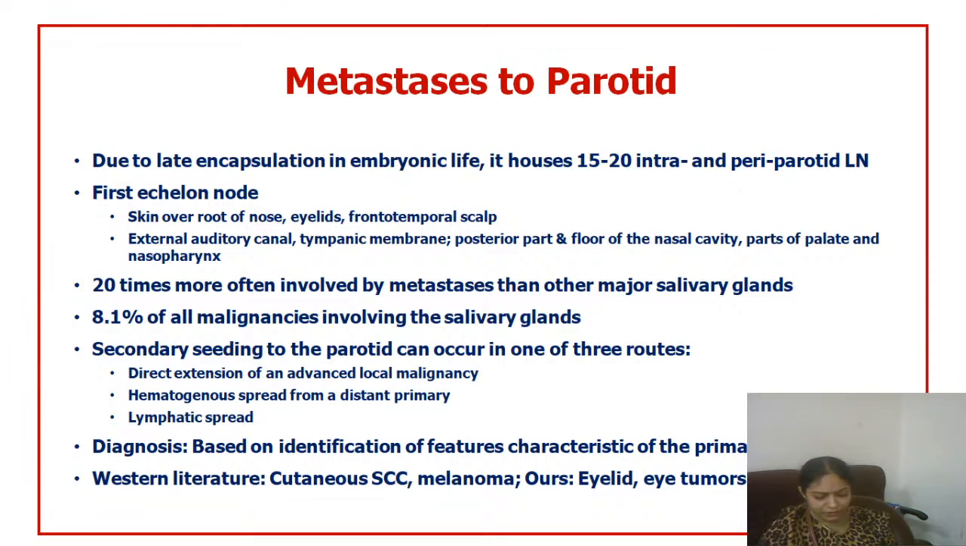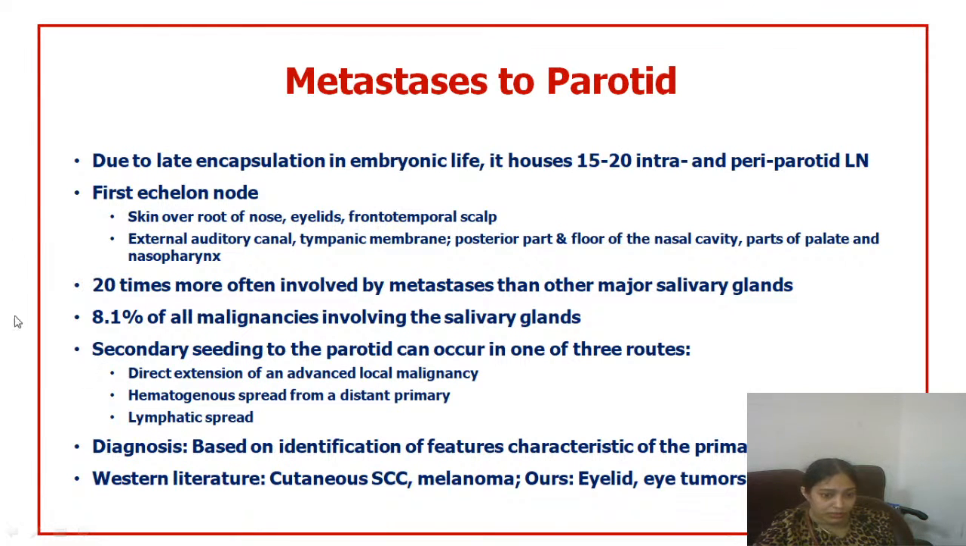Lastly, we also have to always keep the possibility of metastatic tumors to the parotid in mind, because we know that the parotid has a number of intraparotid and periparotid lymph nodes, and these lymph nodes serve as the first echelon node, draining the skin over the root of the nose, the eyelids, the frontotemporal scalp, the external auditory canal, part of the tympanic membrane, part of the floor of the nasal cavity, parts of the palate and nasopharynx. Because they drain all these areas, any malignancy in this area can drain to the intraparotid lymph nodes. The parotid is therefore about 20 times more frequently involved by metastasis than any of the other major salivary glands, and metastasis to parotid accounts for about 8% of all malignancies.